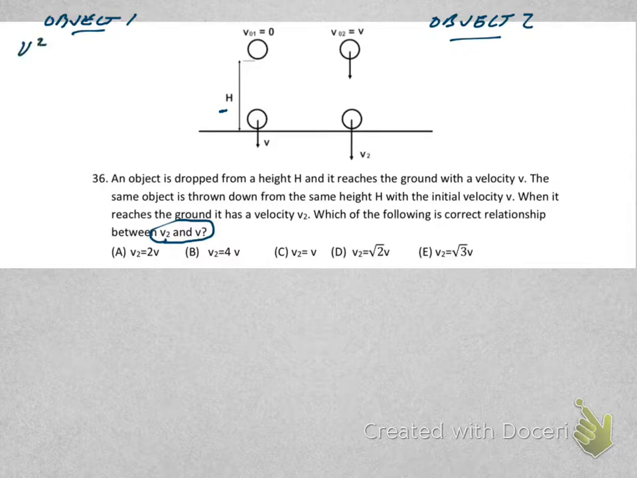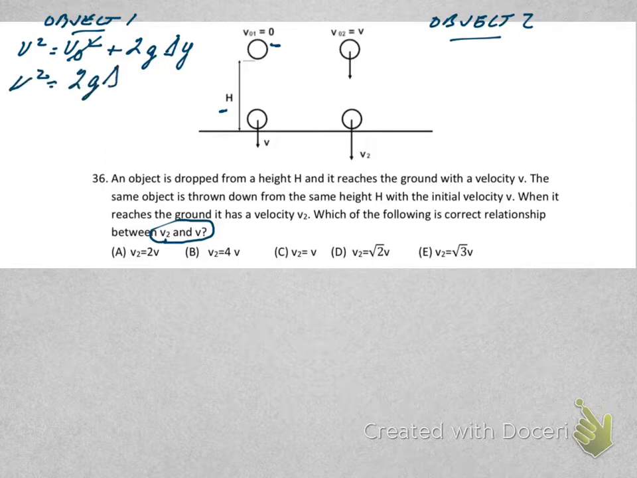So we have v squared equals v naught squared plus 2g times delta y, because we're in the vertical direction. Since we have no initial velocity here, this goes to 0, so we have v squared equals 2g delta y.